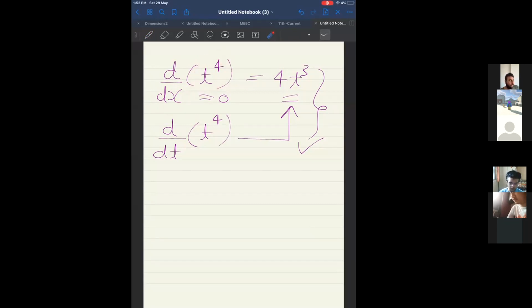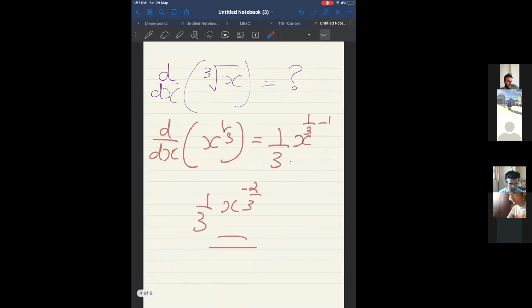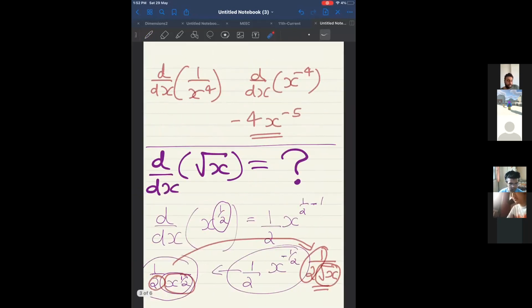Sir, in earlier sums there were x terms also in the bracket, so why did we not write it as 0? Tell me which problem. Sir, here only. d by dx of root x. So this should also be 0, no? Tell me how. Inside this bracket, do I have an x term? Yes, sir. So is it a constant?